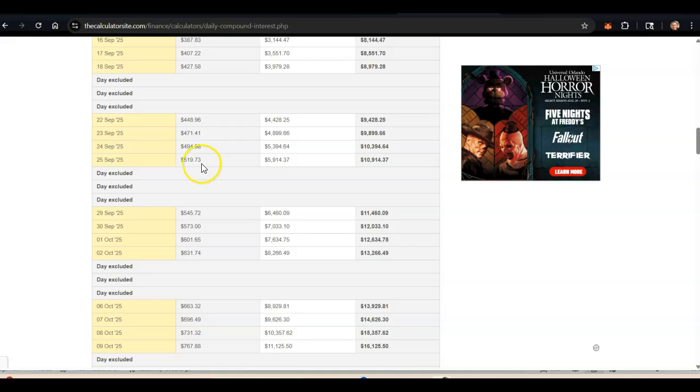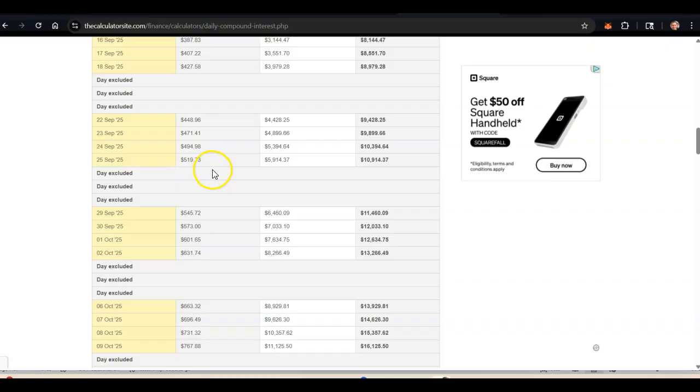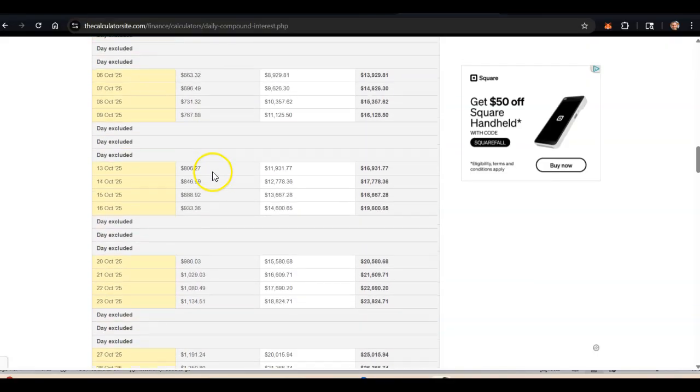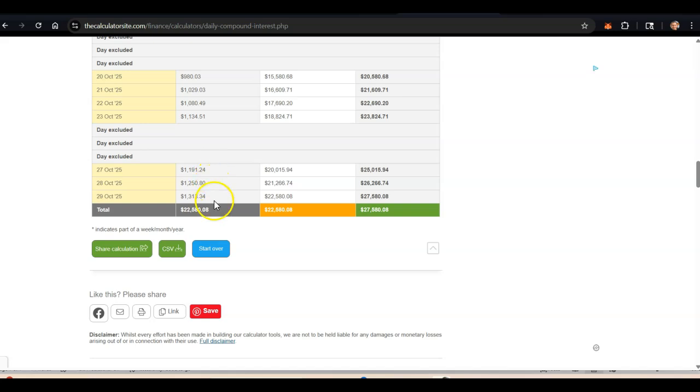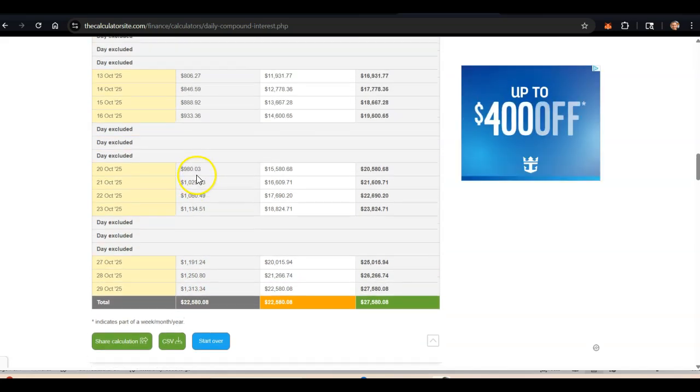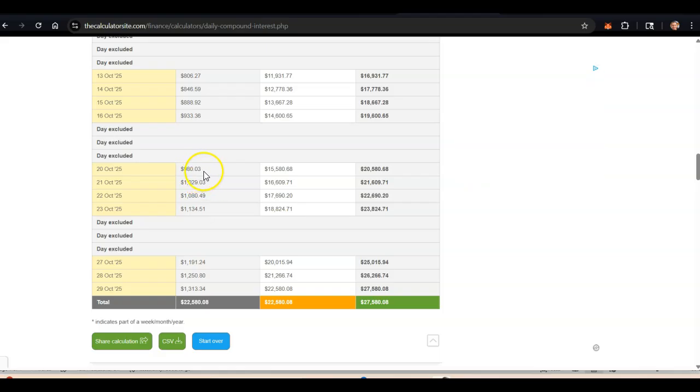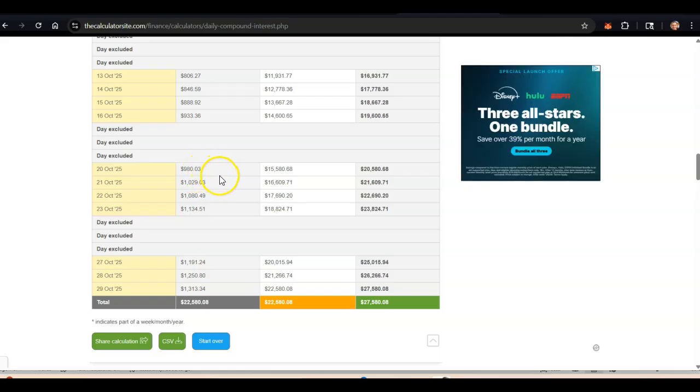By the end of September, $500 a day, starting with a $5,000 bankroll. Okay, so the end of the 60 days, this is crazy. Look where you are in middle October. You're at $1,000 a day.